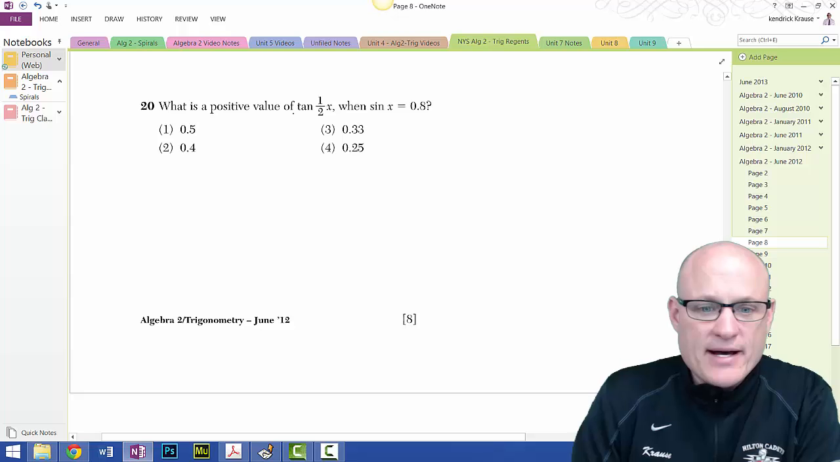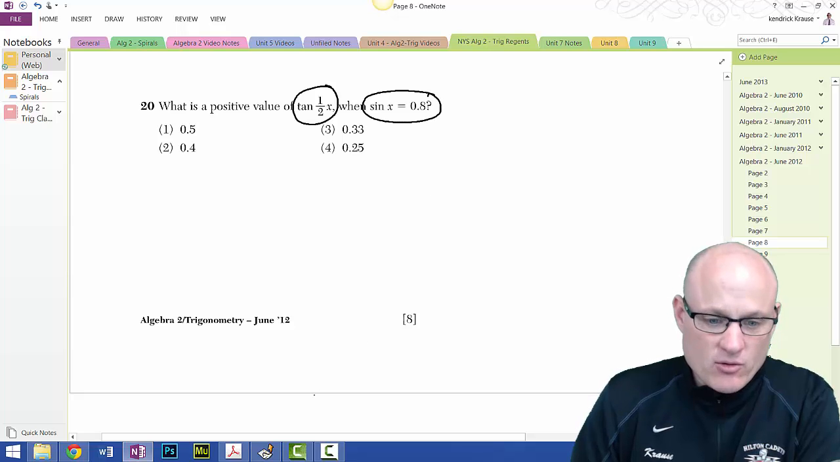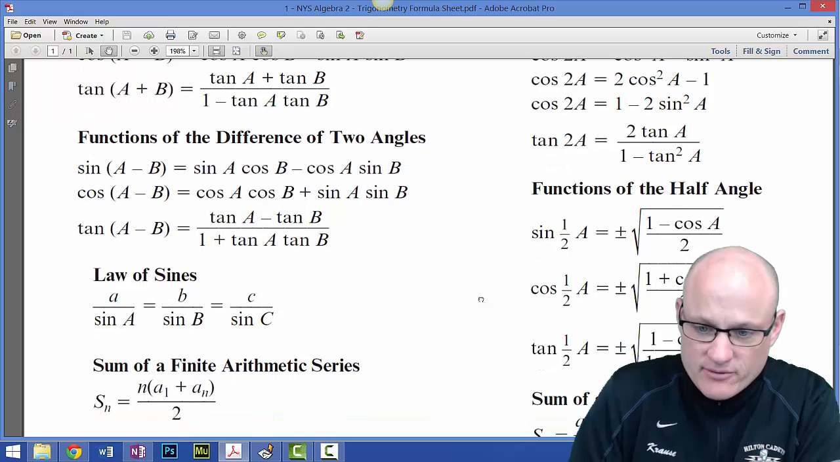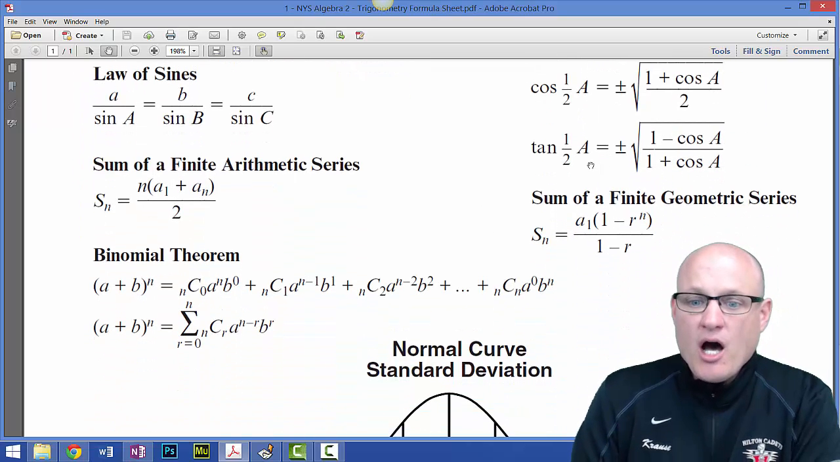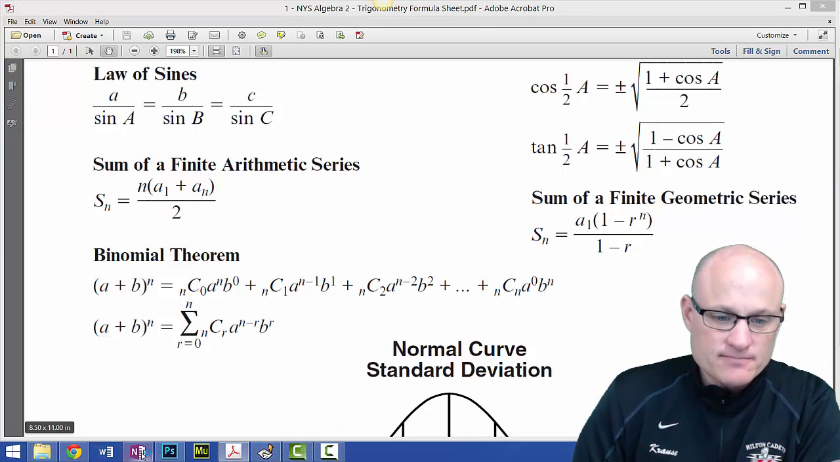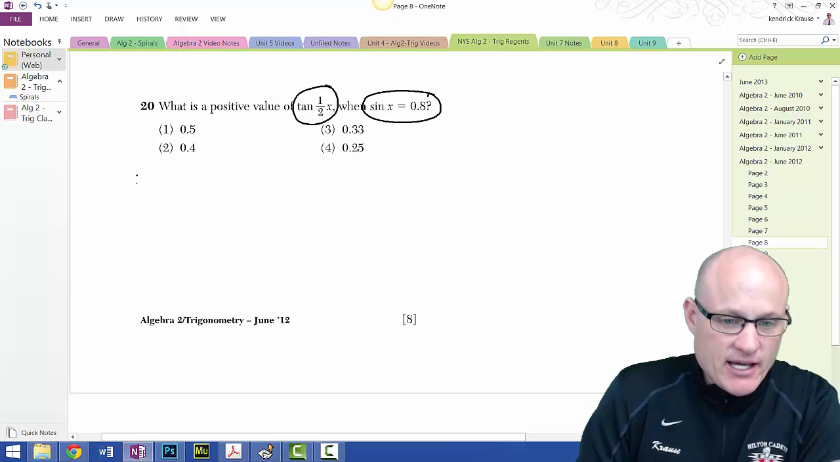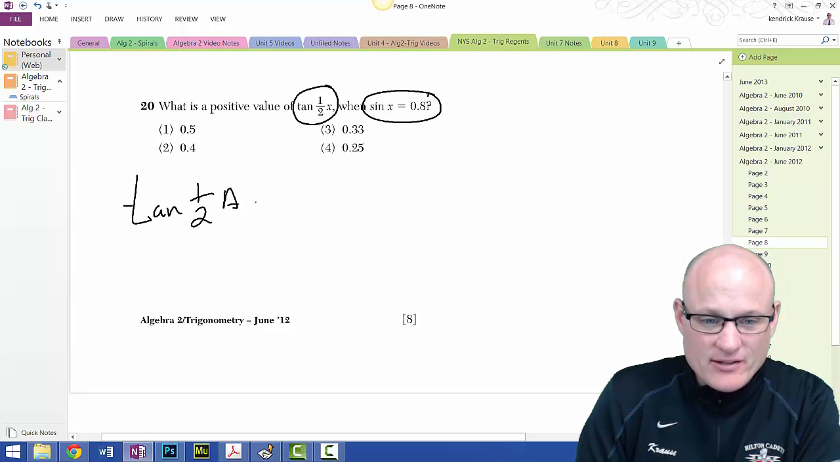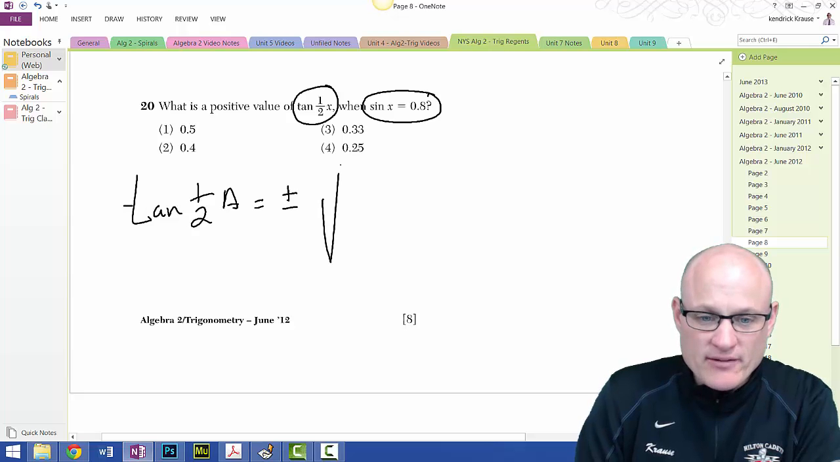Oh, we got another problem on this page. What is the positive value of tan of 1/2 x when sine is equal to this? Holy crap, are you kidding me? You mean I got to come over here and find my tan of 1/2 x formula? So it's 1 minus... Now, if they were nice, they would have given you cosine, but they're not nice. They don't like you. And I don't even need to put plus or minus.